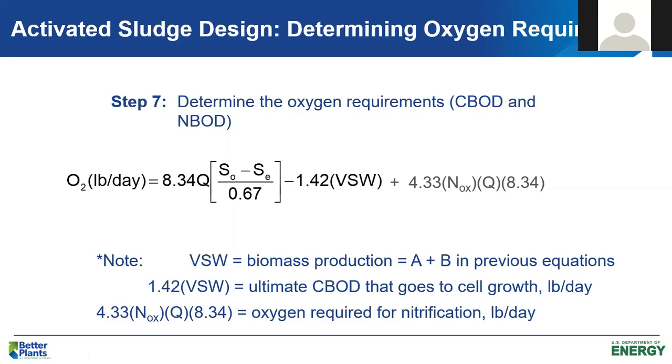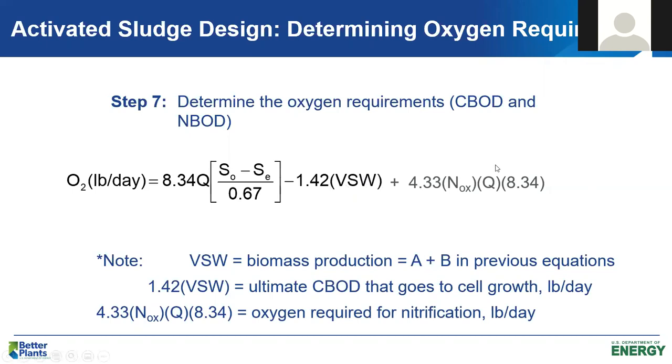So we take the total ultimate CBOD removed, and then we subtract out the oxygen equivalent of the incoming BOD that goes into biomass production. So these first two components calculate the total amount of oxygen that's going to be used in the energy reaction. And that is what consumes oxygen.